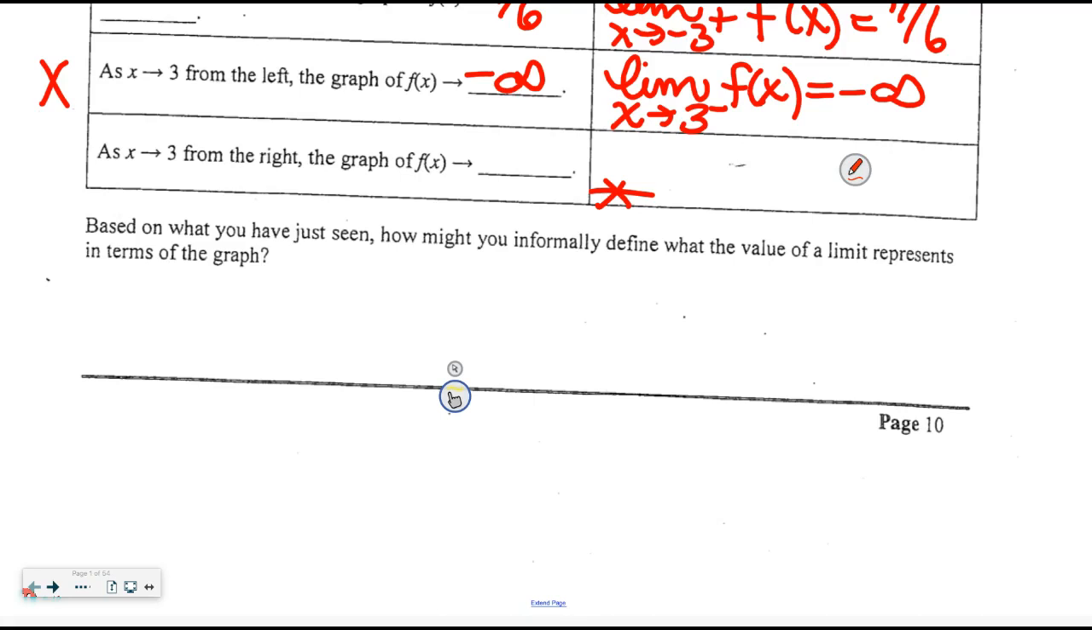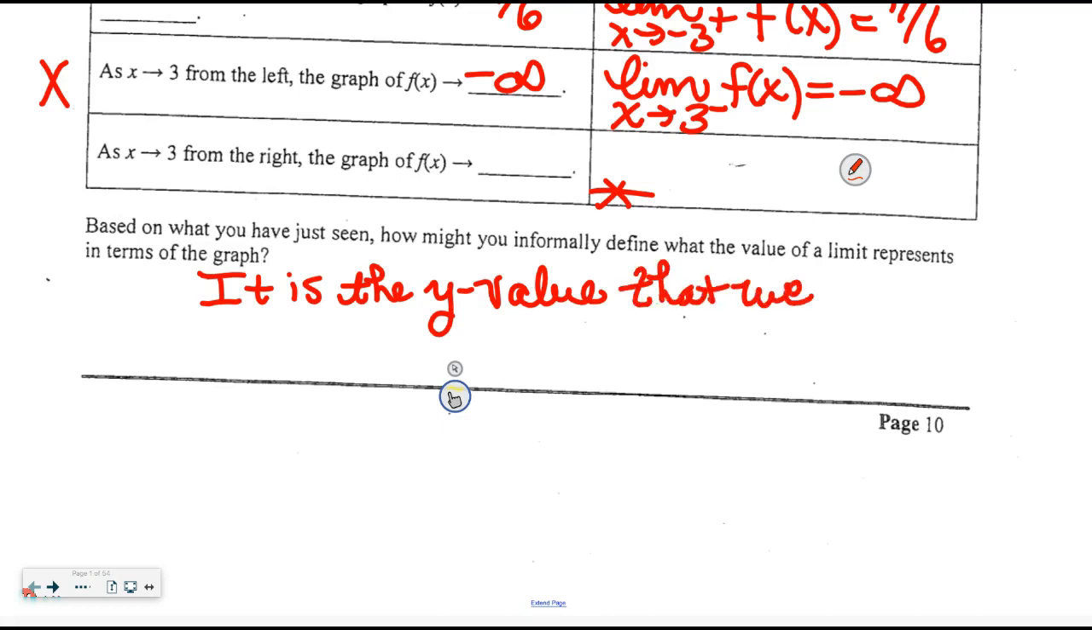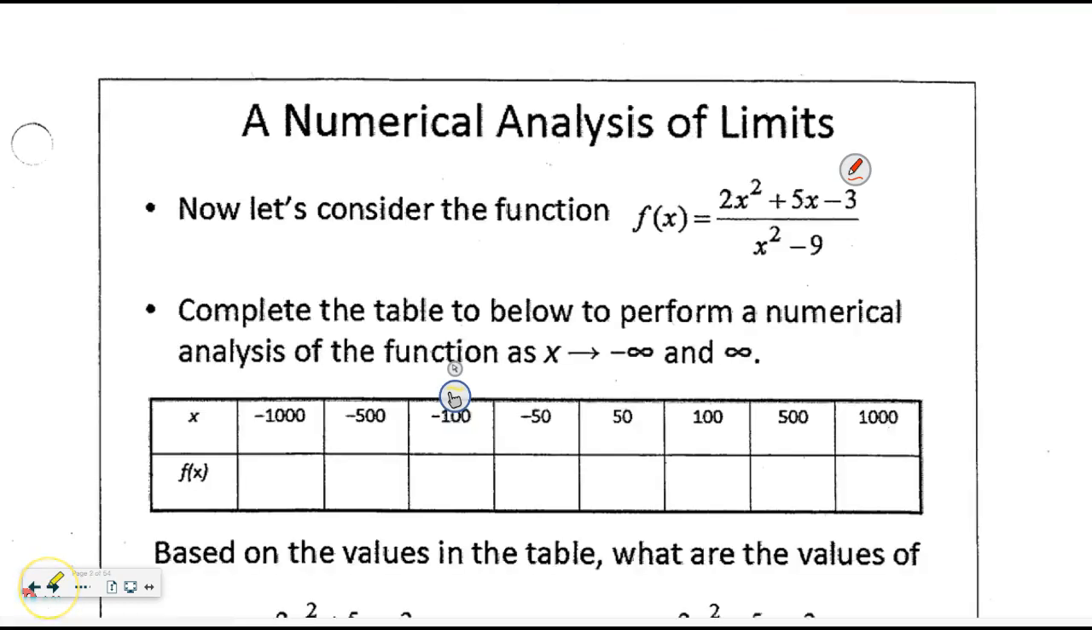So it says, based on what you've just seen, how might you informally define what the value of a limit represents in terms of the graph? Well, what is that value of the limit representing? It is the y value. So when we talk about a limit, we're talking about a y value. It's the limit of a function, f of x, g of x, h of x, which is the y value, or what we would call the dependent value. It is the y value that we arrive at. That's not the best definition, but it's said informally.